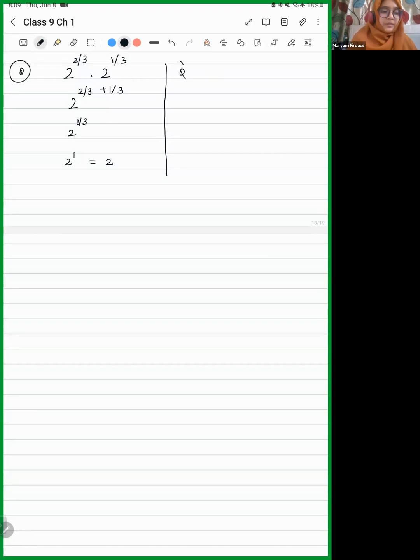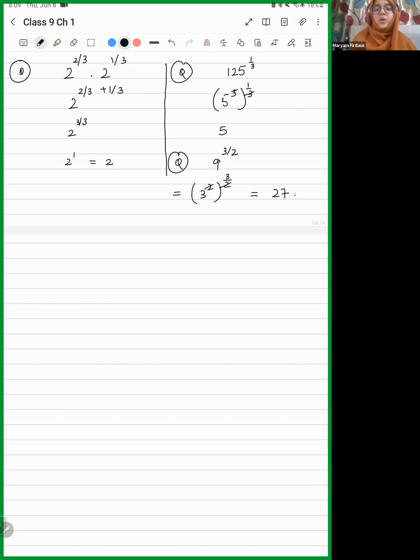All right. 125 to the power 1 by 3. 5 raised to the power 3. Cancel 3 by 3, and this becomes 5. Then 9 to the power 3 by 2. 3 square to the power 3 by 2. The 2 and 2 get cancelled. Then what are we left with? 27.